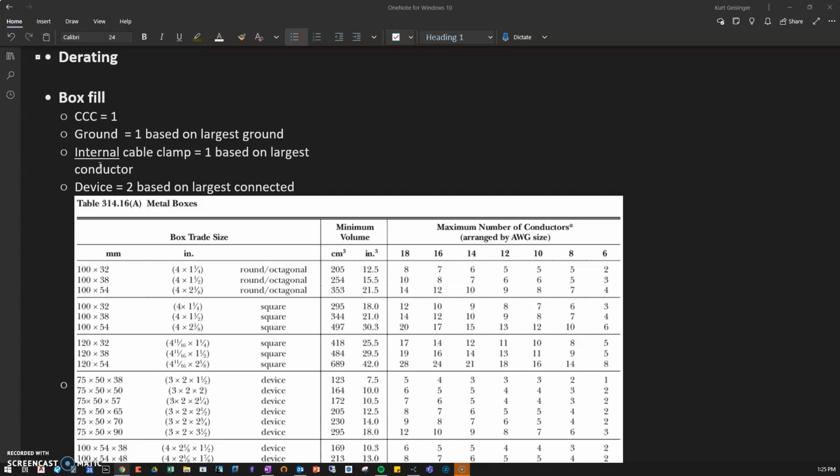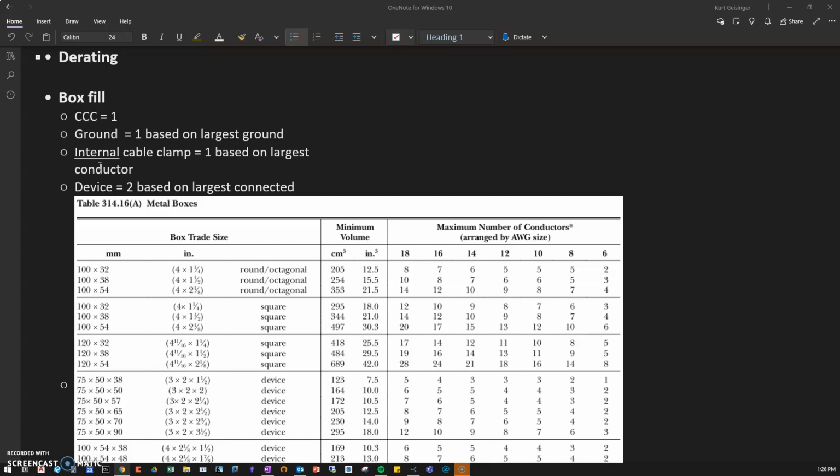For the grounds now, again, that first thing we covered was current carrying conductors. Grounds are not current carrying conductors, so how do we handle them? In a nutshell, I'm going to take one volume allowance based on the largest conductor in the box. The largest grounding conductor in the box. So if I have some number 12s and some number 14 grounds in the box, 12 is the largest. I'm going to take one volume allowance based on a number 12.